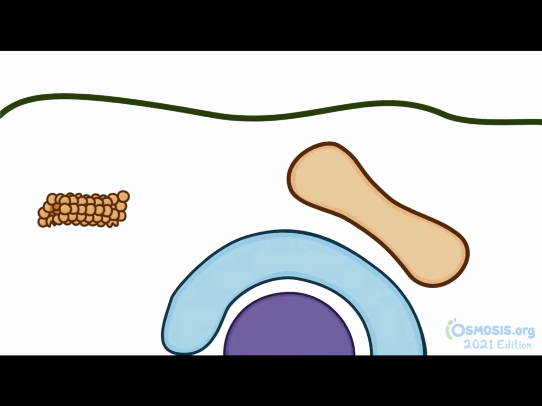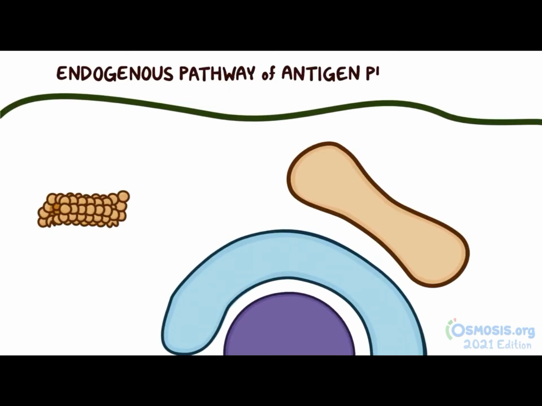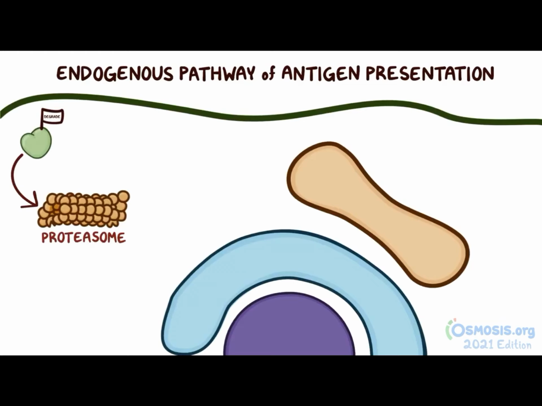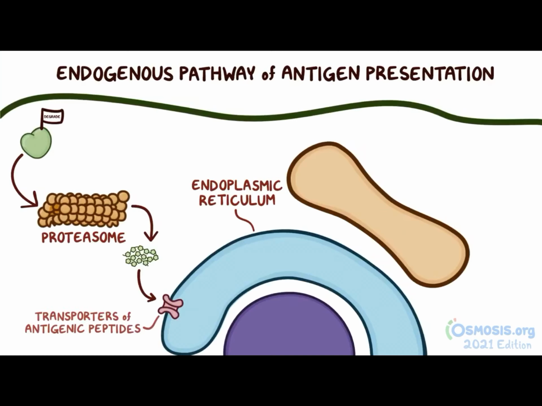MHC class I molecules allow immune cells to sample proteins from within your cells. To do this, MHC class I molecules use what's called the endogenous pathway of antigen presentation. When a cellular protein is marked for degradation, it's sent to an organelle called the proteasome, which is found in all nucleated cells. The proteasome degrades the protein into short peptide chains, which are then transported to the endoplasmic reticulum using proteins called transporters of antigenic peptides, or TAP for short. Meanwhile, the MHC class I molecule is being made with both the alpha chain and the beta-2 microglobulin, and this is also happening in the endoplasmic reticulum.